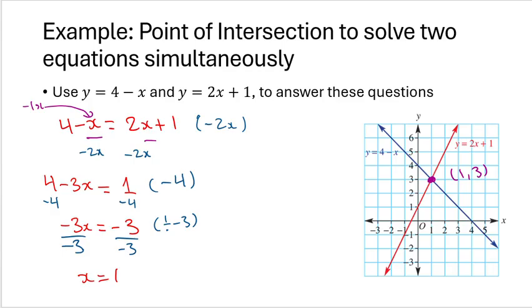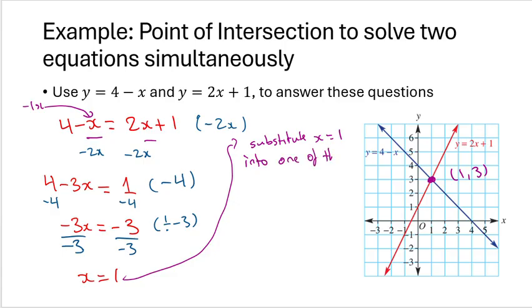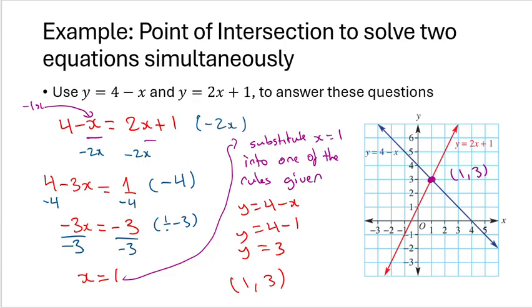And then what you're going to do next is substitute x equals 1 into one of the rules given. You can pick any one, it doesn't matter. I just picked the easier one to work with. So y equals 4 minus x. So it becomes 4 minus 1, which equals 3. And as you can see, that makes sense. It holds up. This is the coordinate point right here, 1, 3. Okay? But obviously, using the graph is just a lot easier.